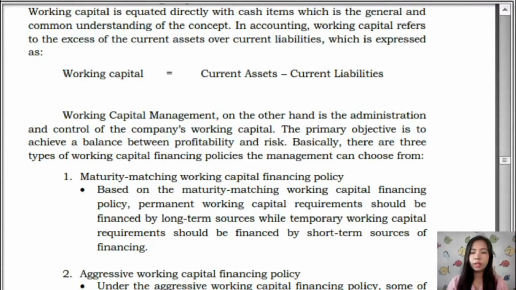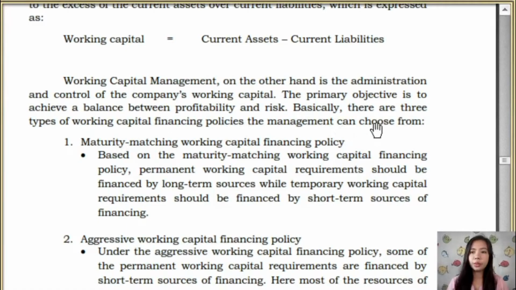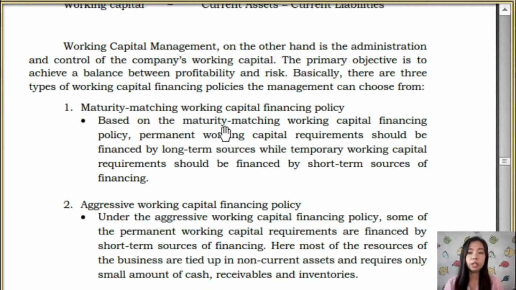So, here, basically, there are 3 types of working capital financing policies you can choose from. First is the maturity matching working capital financing policy. Here, para mas madaling tandaan, ang permanent working capital ay i-finance ng long-term sources. And yung mga temporary working capital naman, financed by short-term sources. So, from the term itself, maturity matching, i-match nyo siya. So, pag permanent, long-term sources. Pag temporary, short-term sources. Okay?